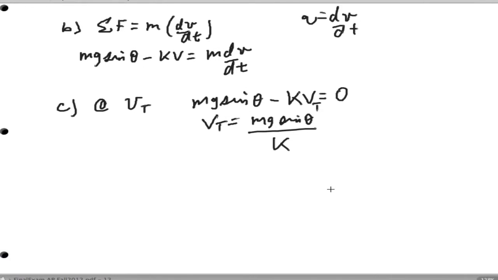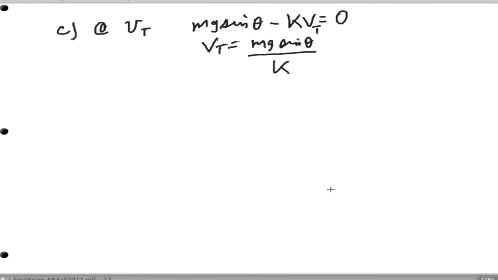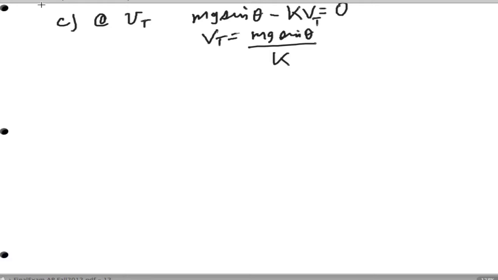All right, so now we're going to jump in and do part D. And part D looks like this. I had the differential equation from before, so I have mg sine theta minus kv equals m dv dt. Now I've got a little bit of algebra to do here, so I'm going to go ahead and get started on that.